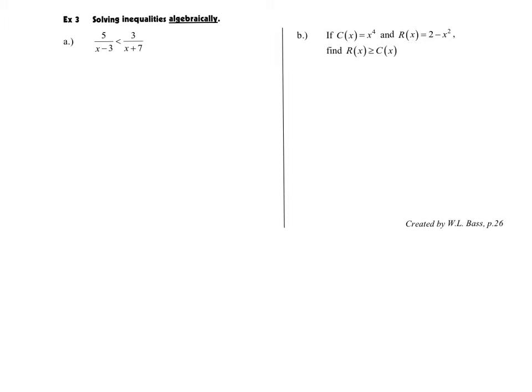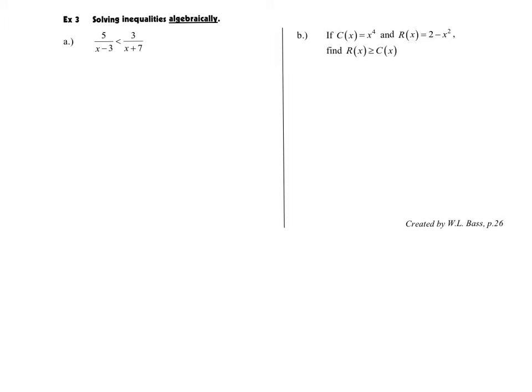The first one is definitely our harder one. So our temptation on this particular inequality is to cross multiply. If we cross multiply, it's going to eliminate the fractions. And the problem with eliminating the fractions is that it also eliminates these denominators, which is where our vertical asymptotes appear.